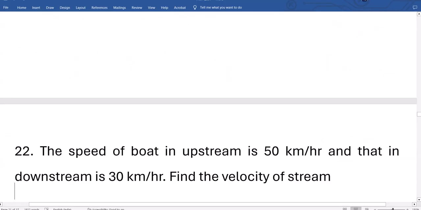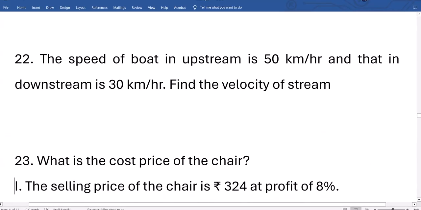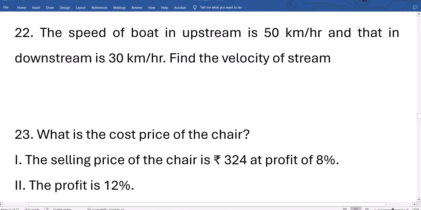What about the answer for this? The speed of the boat in upstream is 50, downstream is 30. The question is regarding the velocity of the stream. Velocity of stream or speed of current, all are the same. Speed of stream, speed of current, speed of water flow. The correct terminology to understand better is speed of river or speed of water flow. A boat is traveling in a river. Boat speed, and the river speed is also there. They are asking the speed of the river.